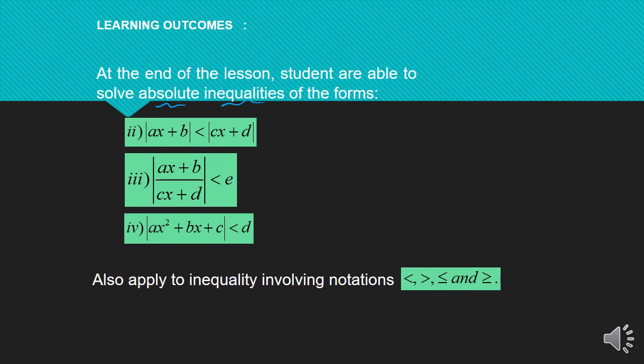So for the first part we are going to focus on the number 2, which is the absolute of ax plus b less than absolute of cx plus d, and the fourth part, which is absolute of ax squared plus bx plus c is less than d. So this notation also applies for all the inequality notations, which is less than, more than, less than or equal, and more than or equal.